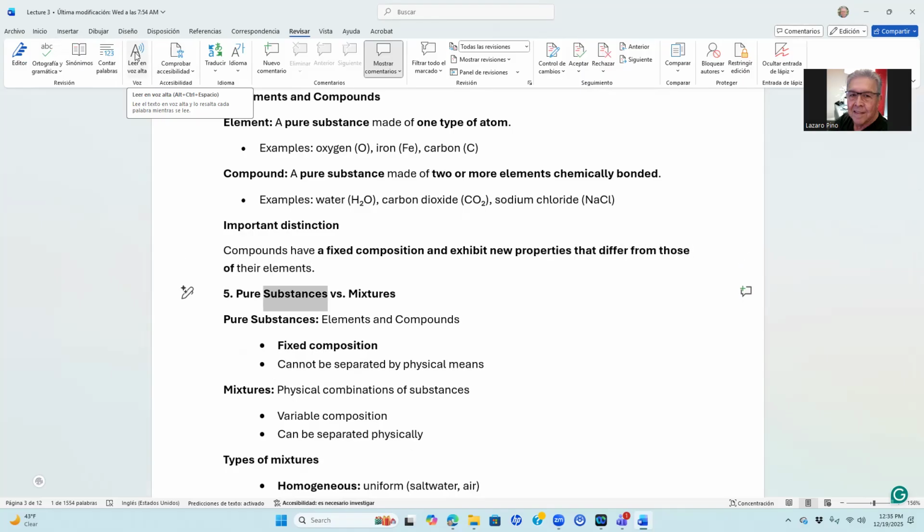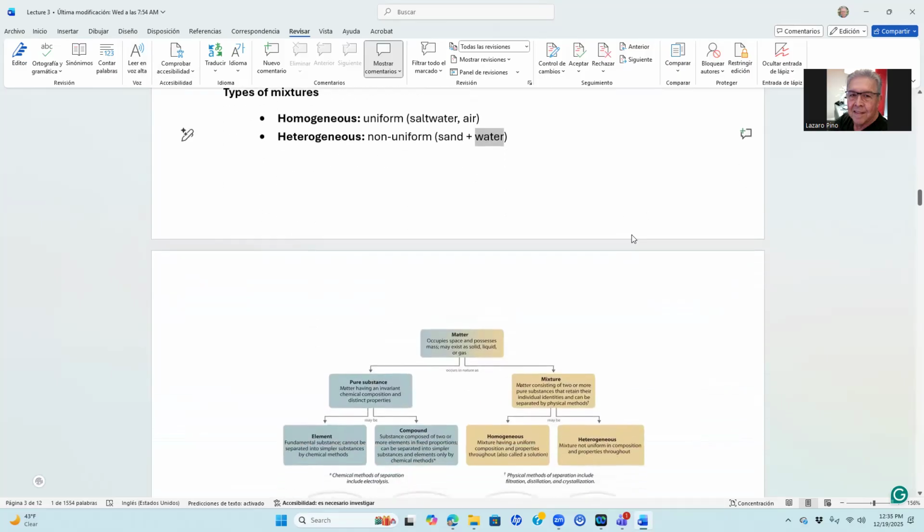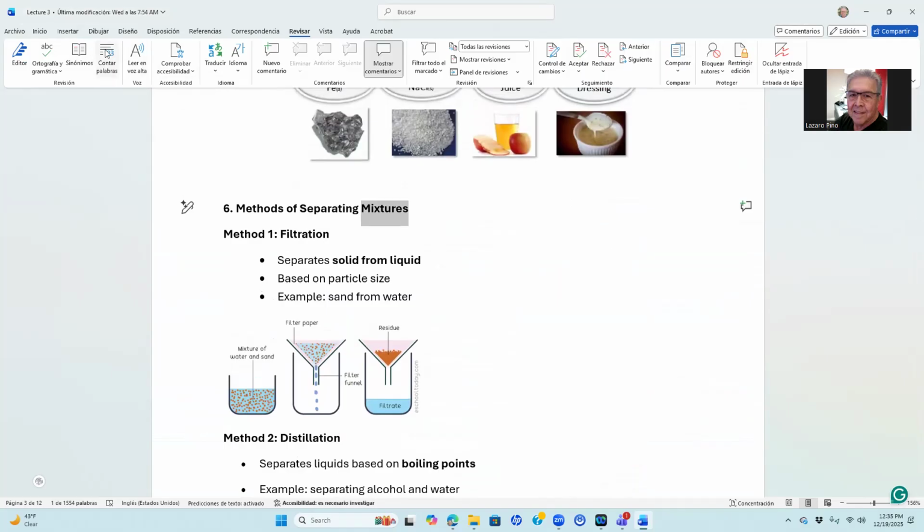5. Pure substances versus mixtures. Pure substances: elements and compounds. Fixed composition. Cannot be separated by physical means. Mixtures: physical combinations of substances. Variable composition. Can be separated physically. Types of mixtures. Homogeneous: uniform, saltwater, air. Heterogeneous: non-uniform, sand plus water. 6. Methods of separating mixtures.